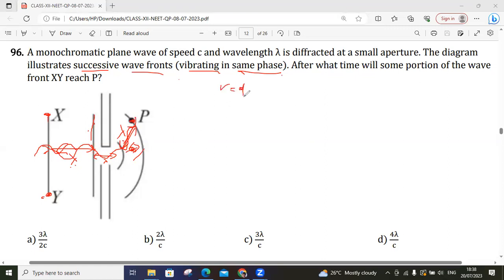Speed is equal to distance by time. The speed of the wave is c, given here, and the distance it has to travel is 3 lambda, so time is 3 lambda by c. Time taken is 3 lambda by c. Option C. Okay, therefore we will go for the next question.